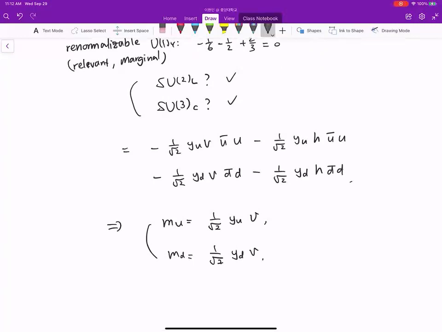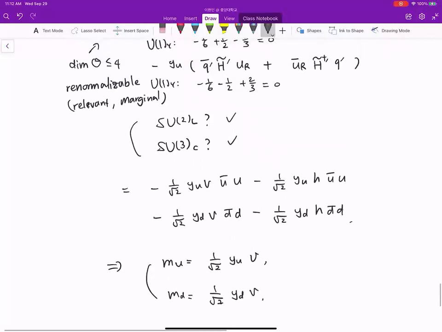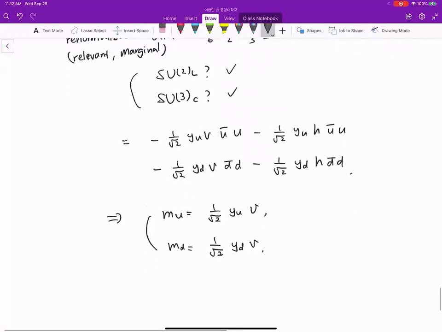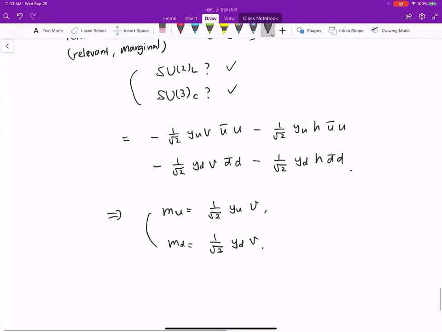Of course we can accommodate non-zero masses for quarks, but we cannot explain why the quark masses are so small, for instance for the first two generations. We just parameterize the quark masses by the Yukawa couplings.